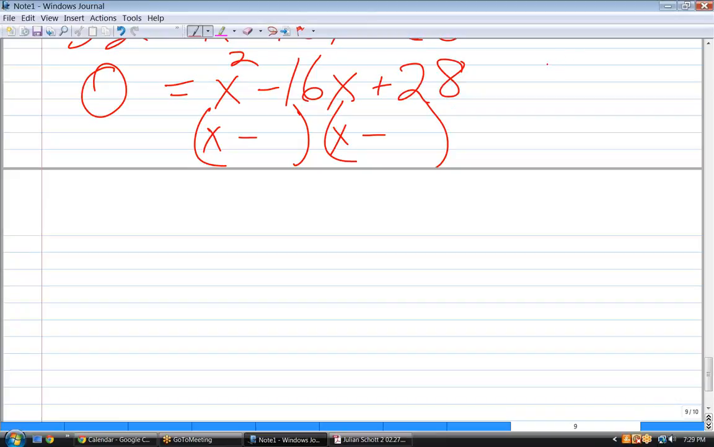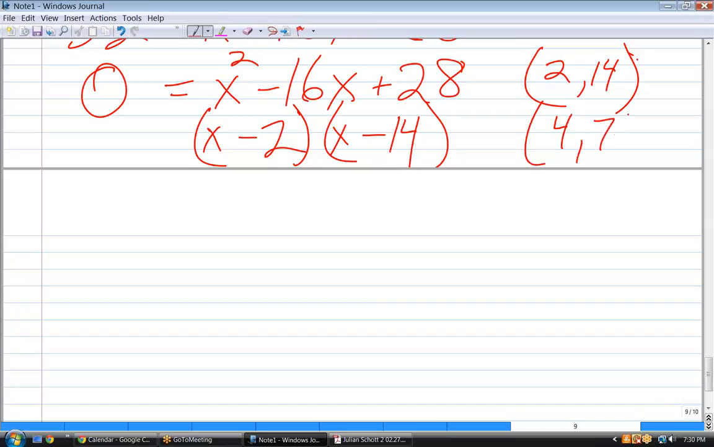So what are factors of 28? 2 and 14. And 2 and 14 add to the number 16. That's my answer. Other factors would have been 4 and 7, but those don't add to 16.